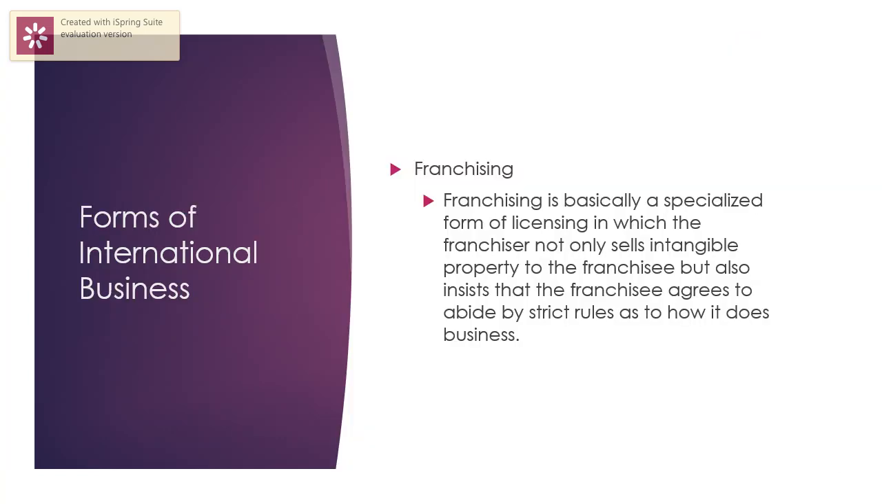Now, as far as franchising is concerned, it is also considered to be a specialized form of licensing in which the franchisors not only sell intangible property to the franchisee but also insist that the franchisees agree to abide by strict rules as to how they do the business. Now, what does it mean? It means it is a simple type of agreement with extended terms and conditions. Now, we will come to the differences, which will be helpful in clarifying the difference between licensing and franchising.